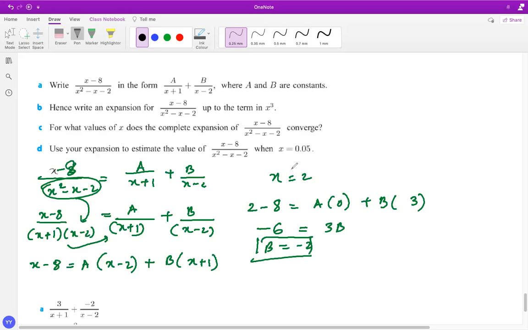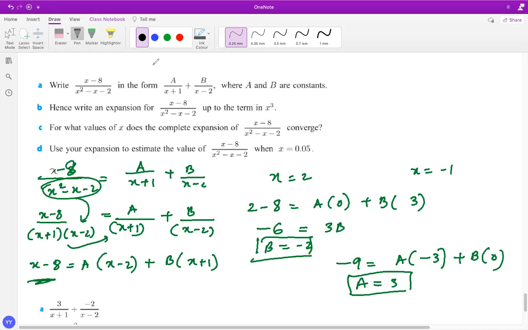Similarly, if I plug x as -1 into both sides of this expression, I get -9 = A times -3 + B times 0. So that results in A being equal to 3. So actually, the value of A here is 3 and the value of B is -2.